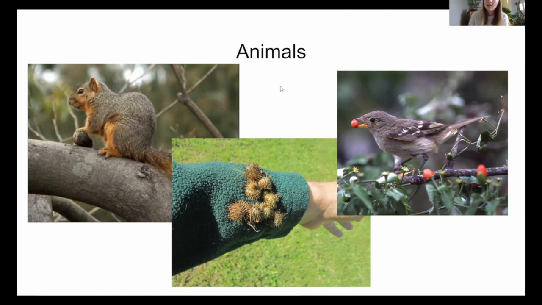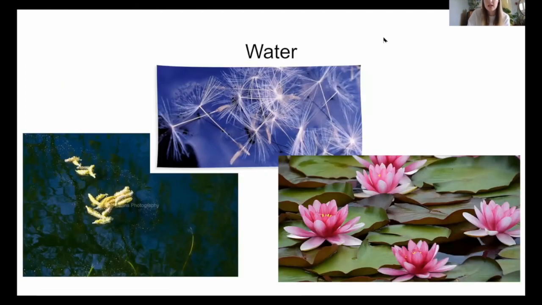And then as they walk, they start to drop off and then grow from wherever they have dropped off. All right, so the third way that a seed can travel is by water.